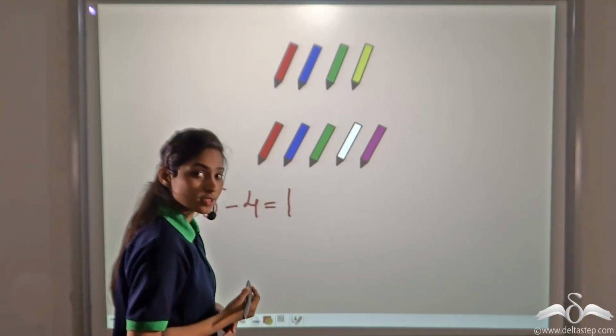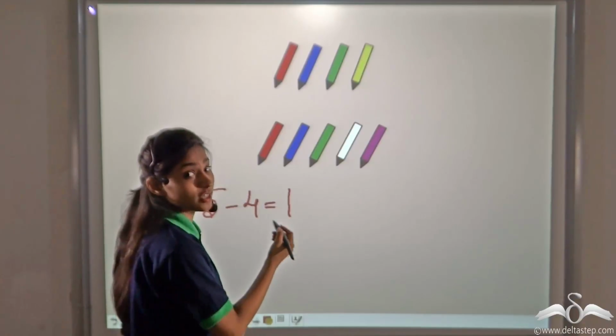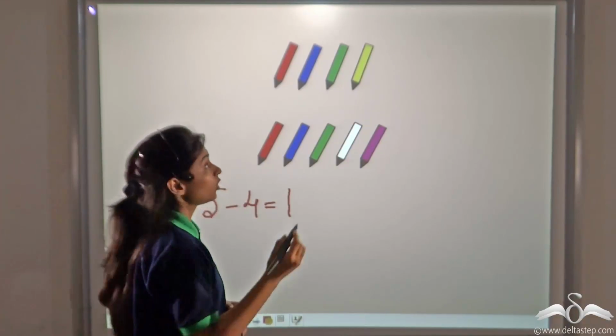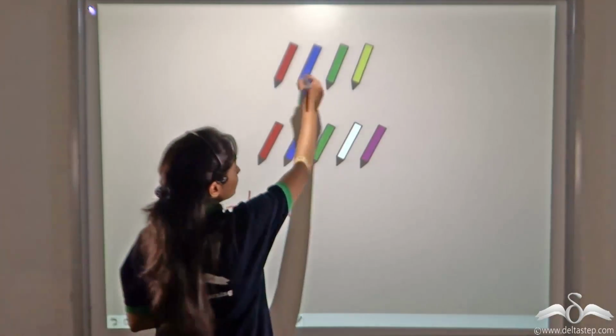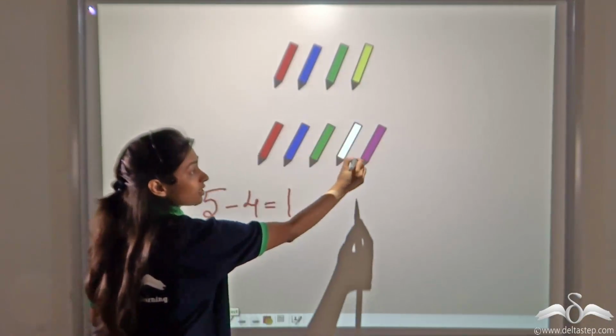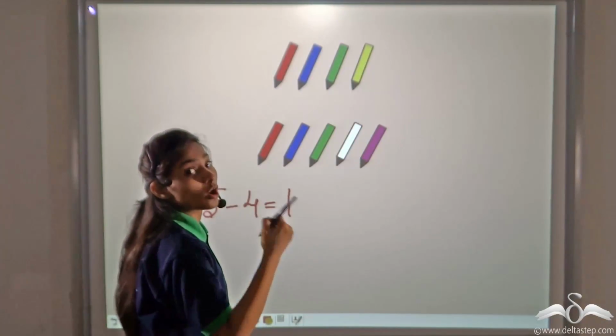So you know how to do subtraction with numbers. Well, did you know we can do subtraction in sets also? Look at this. I have this set of pens and my friend has this set of pens. Now which pen do I have but my friend does not have?